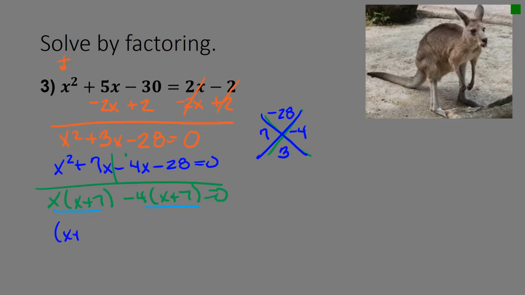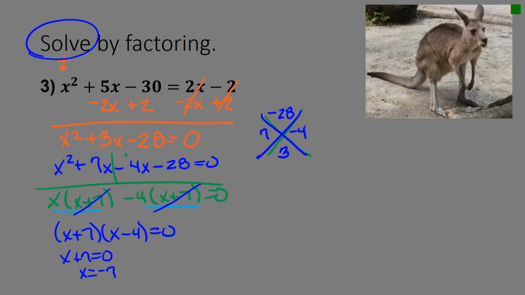These two have x plus 7 in common, and my extra is x minus 4 equals 0. When it says solve, I then have to set x plus 7 equal to 0, and I get x is negative 7. x minus 4 equal to 0, and I get x equals 4.